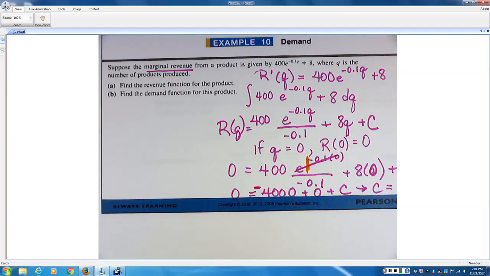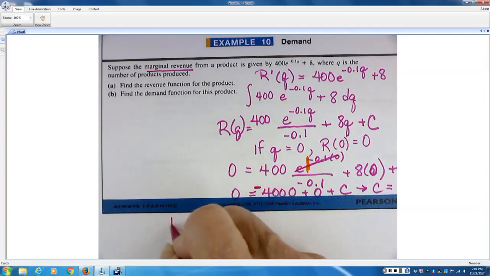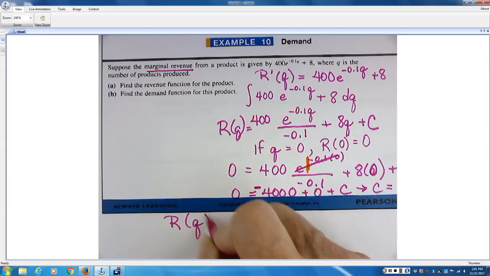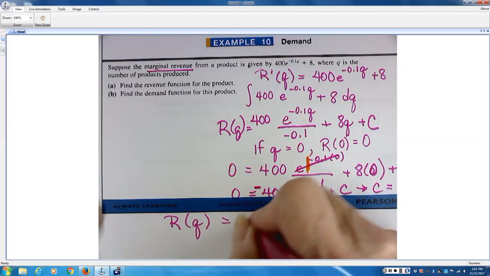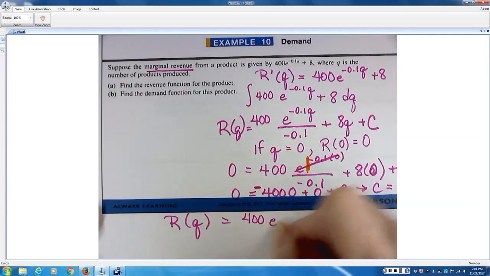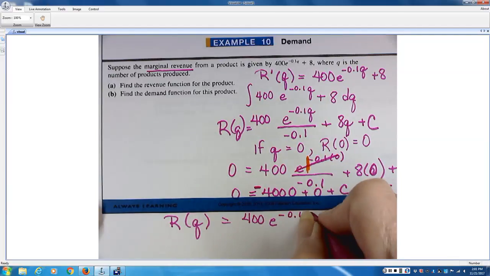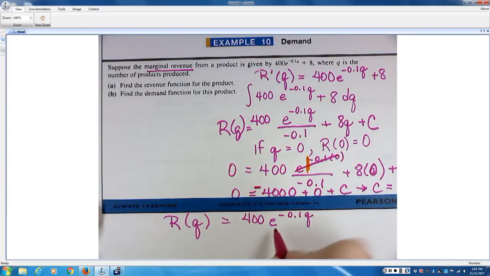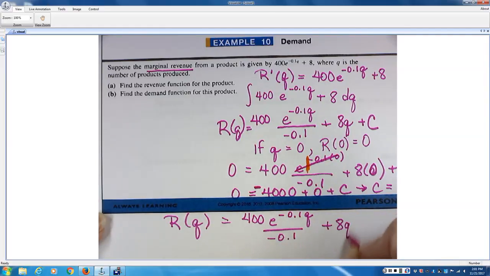So that means the revenue function is actually R of Q is equal to 400 e to the negative 0.1 Q divided by negative 0.1 plus 8Q plus 4,000.